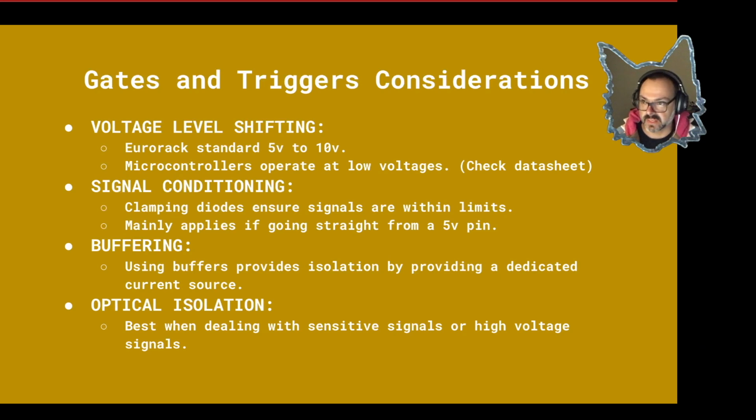Okay, so the next thing we're going to do is condition the signal. And this mainly applies for microcontrollers that can drive 5 volts. So say, for example, if we were using an Arduino, the pins can drive 5 volts. In that case, all we're going to do is use some diode clamps, just like we did the last time.